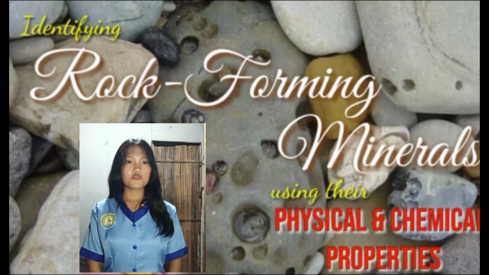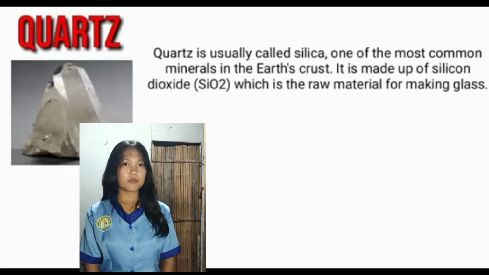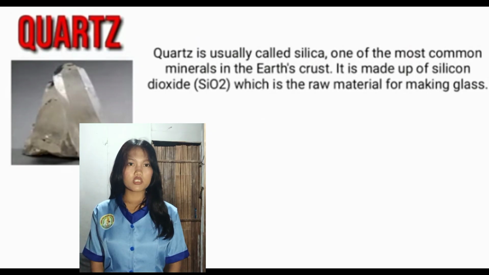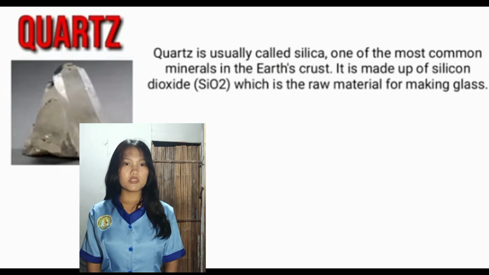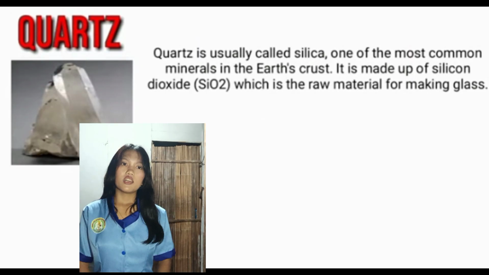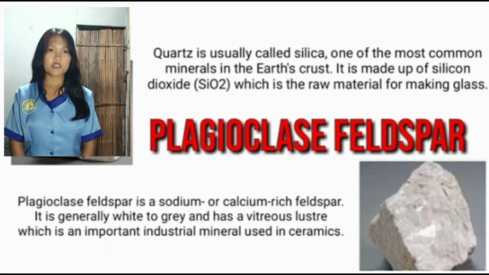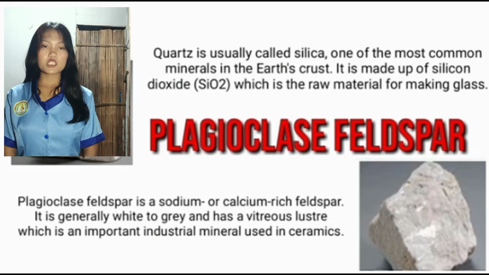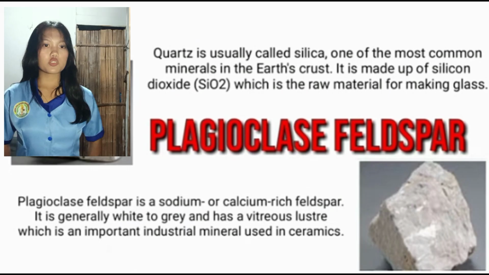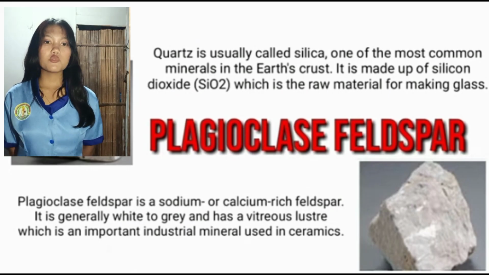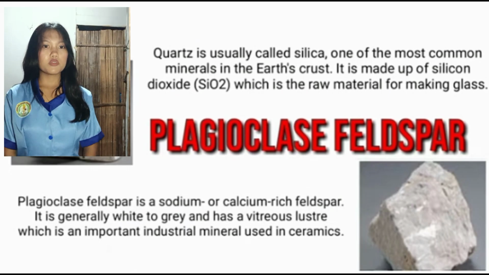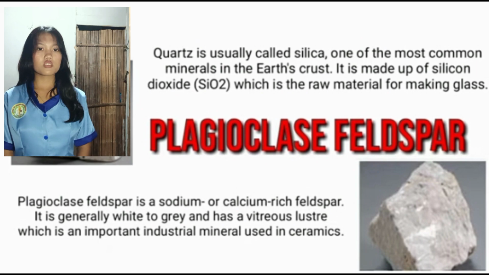There are common rock-forming minerals. First, we have quartz. Quartz is sometimes called silica, one of the most common minerals in the earth's crust. Second, we have plagioclase feldspar. Plagioclase feldspar is a sodium- or calcium-rich feldspar. It is generally light to gray and has a vitreous luster.